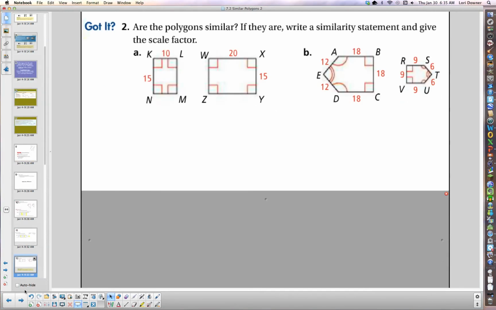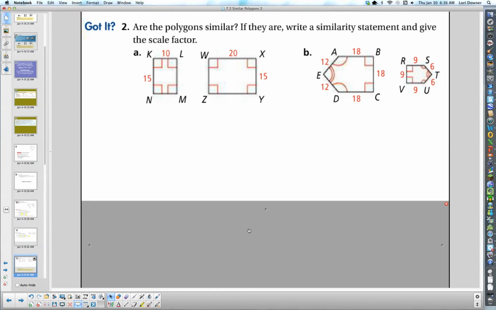Are the polygons similar? If they are, write a similarity statement and give the scale factor. I want you to pause the movie, try this, and press play when you are finished. Okay, so you tried this one.